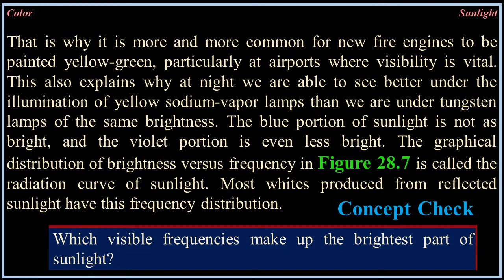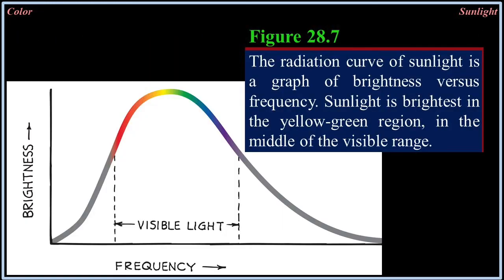The blue portion of sunlight is not as bright, and the violet portion is even less bright. The graphical distribution of brightness versus frequency in figure 28.7 is called the radiation curve of sunlight. Most whites produced from reflected sunlight have this frequency distribution. Concept check. Which visible frequencies make up the brightest part of sunlight?